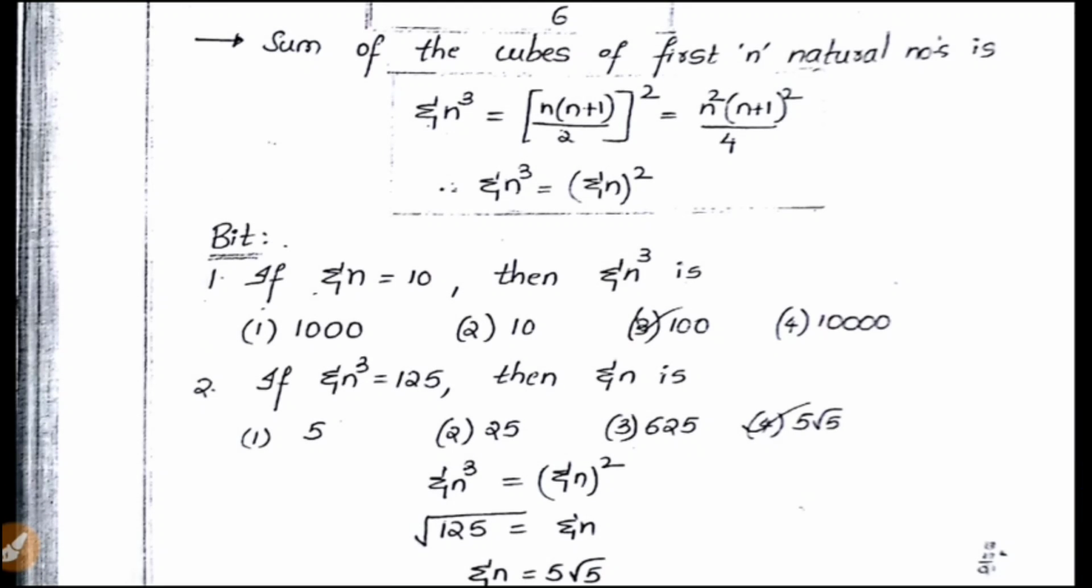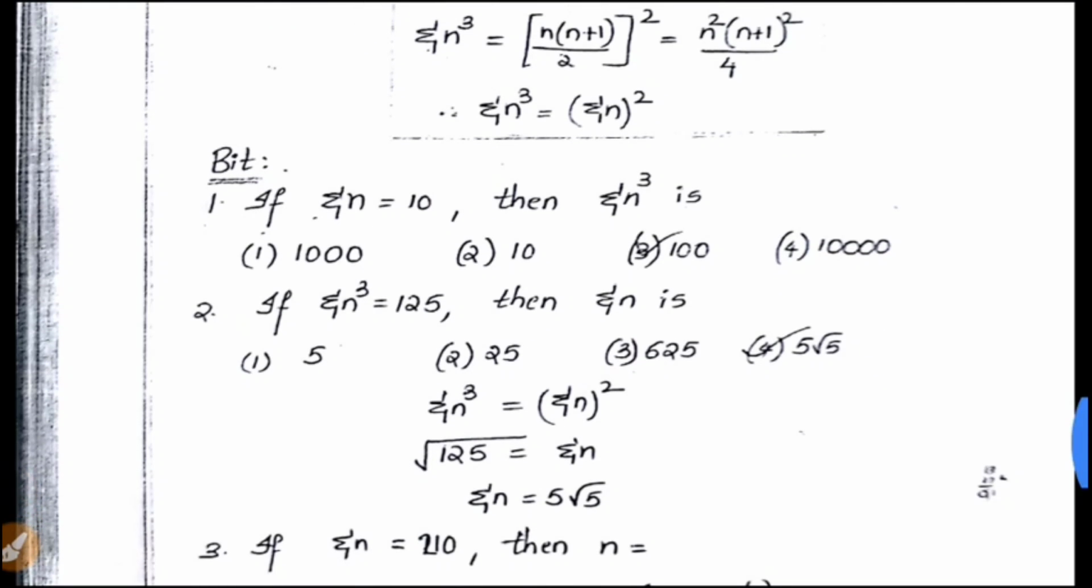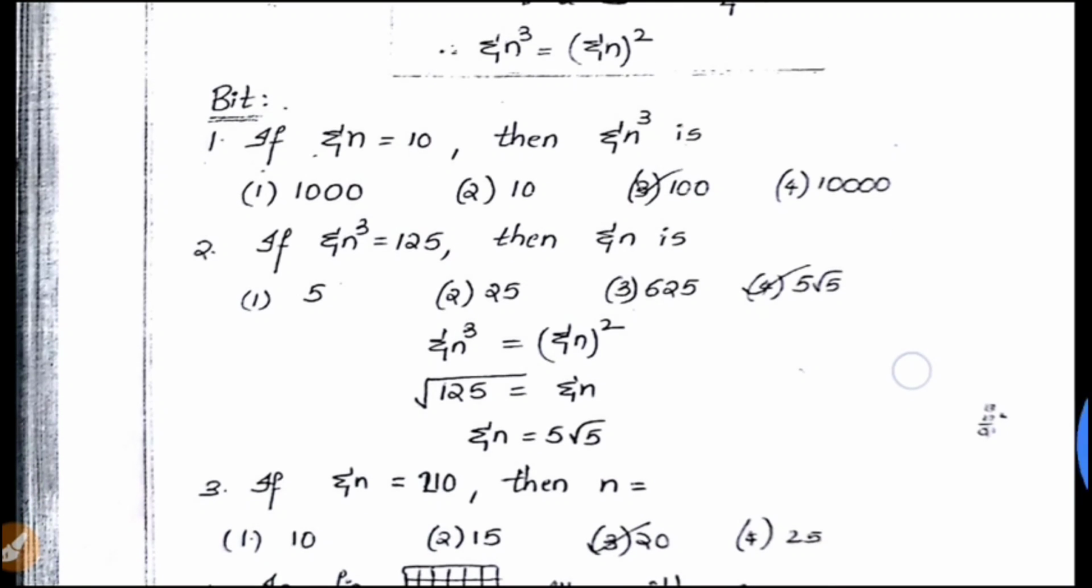If sigma n is equal to 10, then sigma n cube. So they are giving the sum of the first n natural numbers, and they are asking the sum of the cubes of the first n natural numbers. We know this formula, so sigma n cube means sigma n whole square, means 10 square, that is 100. Many students will make a mistake. Sigma n is equal to 10, sigma n cube means 10 cube, 1000. The first option is 1000, and they will put the answer 1000. That's the wrong answer, because for sigma n cube we got the formula sigma n whole square, so 10 square is 100.